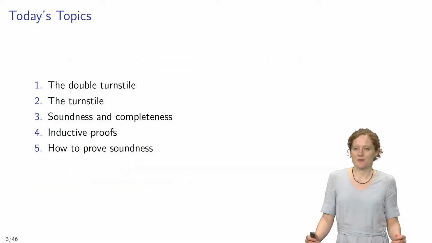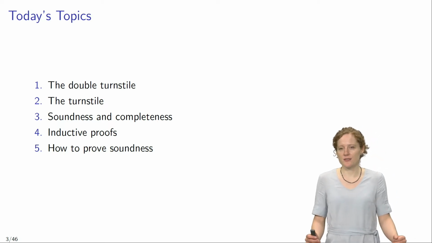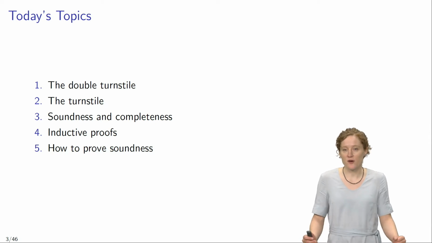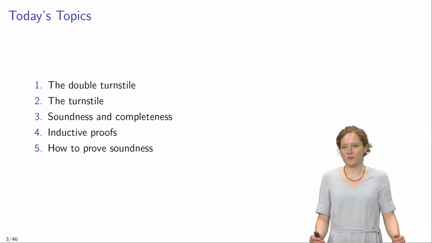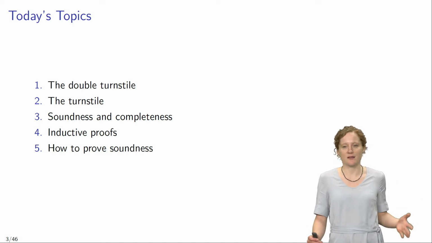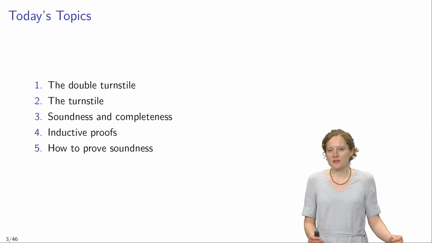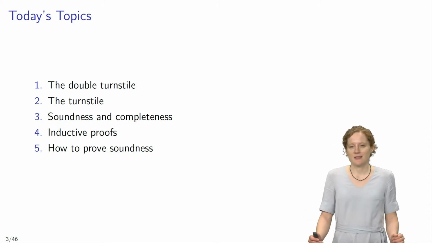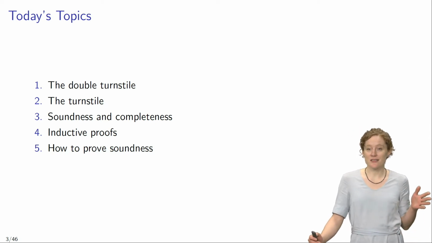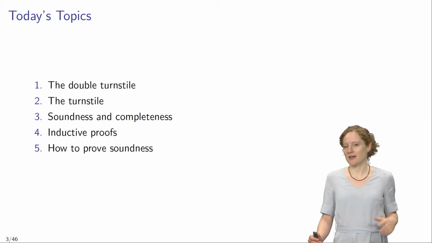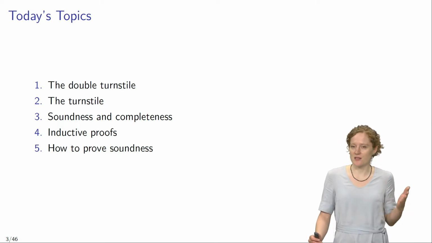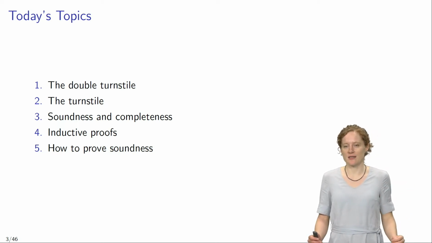So here's how we are going to proceed. We are first going to introduce the so-called double turnstile. Then we are going to introduce the so-called turnstile. And we are going to use these two new symbols to formulate two important properties of proof systems, namely soundness and completeness. And then we are going to turn to discussing how you may prove soundness. And as you will see, the proof of soundness is a so-called inductive proof. So we are first going to talk in general about what inductive proofs are, and then talk about the proof of soundness in particular.